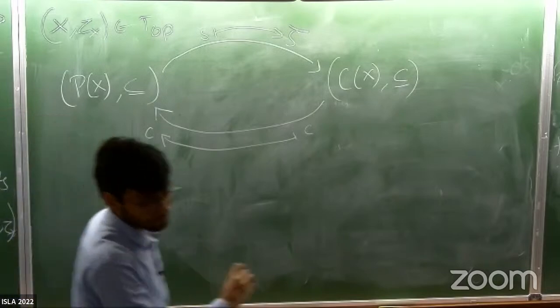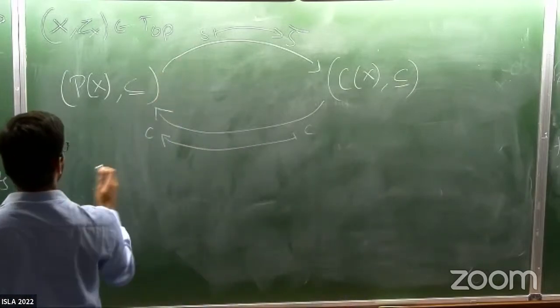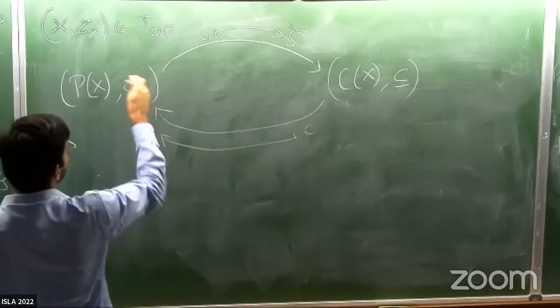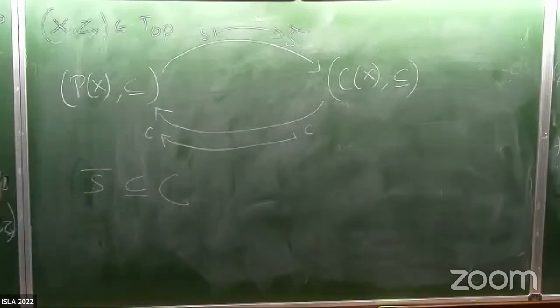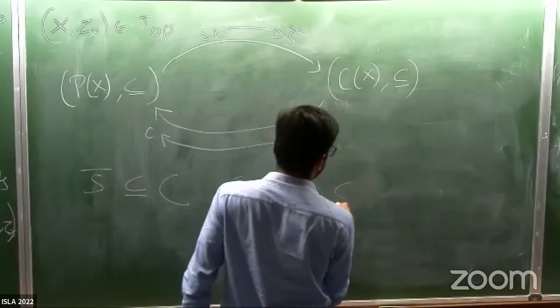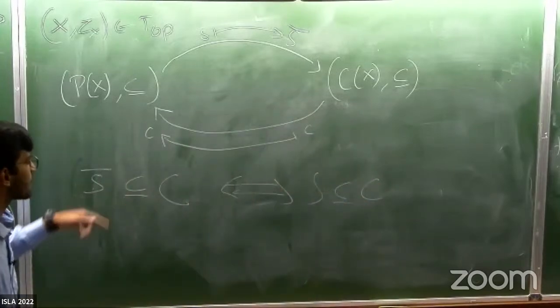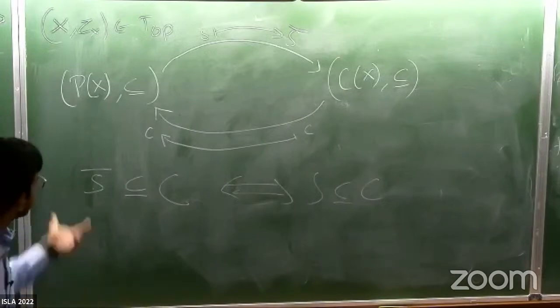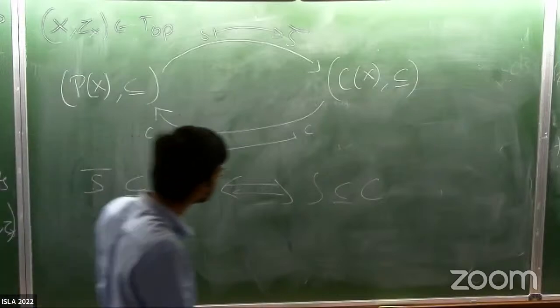If you have a closed set C and a set S, then the closure of S is contained in C if and only if S is contained inside of C, right? The closure is the intersection of all the closed sets which contain S, and you can deduce that very easily from there. There's nothing to deduce actually.